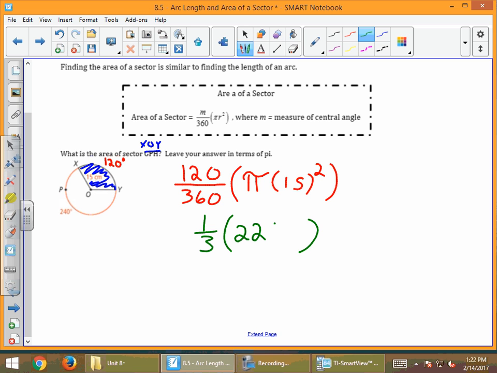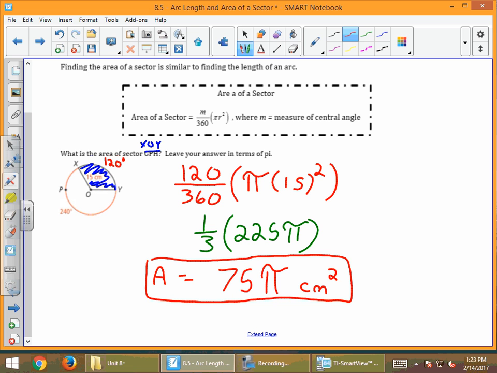225. And then put that pi in the back. A little harder to think about. But what is 1/3 of 225? 75. So I know that this pi takes up 75 pi centimeters squared. That's its area.